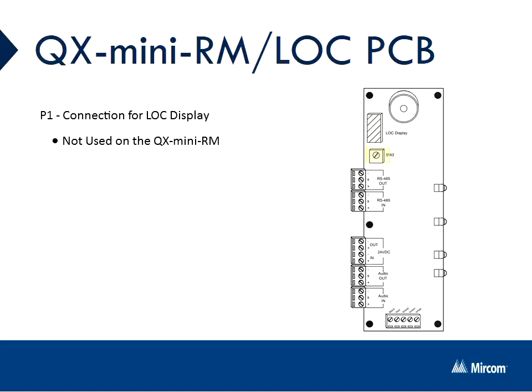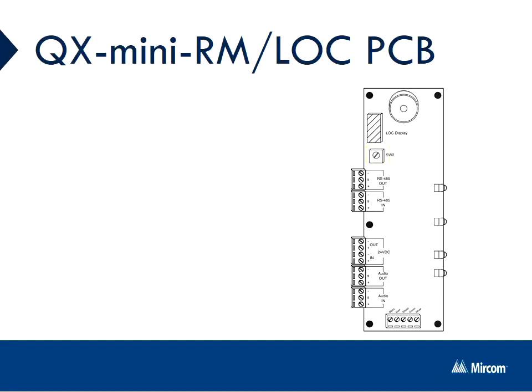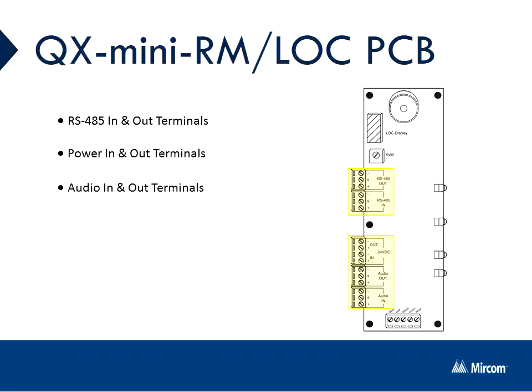Moving down, you will see a rotary switch, SW2, which is used to set the address of both the remote microphone and LOC devices. Please note that you can turn on in the configurator the option to set microphone priority by address, with the lowest address being the highest priority and the microphone connected to the master panel always having the highest priority. Below the rotary switch are the RJ45 connectors, power connectors, and audio connectors.